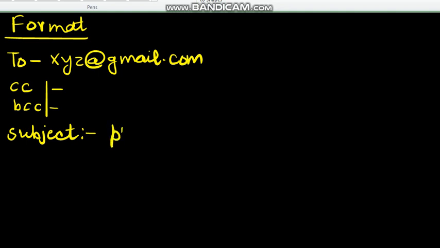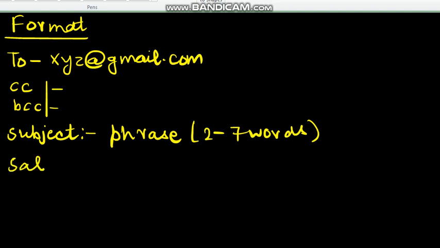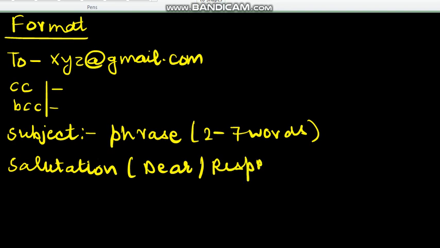Subject should be a phrase, and please remember the phrase should not exceed 2 to 7 words. This is the deadline, after which it would no more be a phrase. Then you give a salutation. You can write "dear" if you write it in an informal way, or you can write "respected" or just a normal "sir or madam" if it is a formal email.